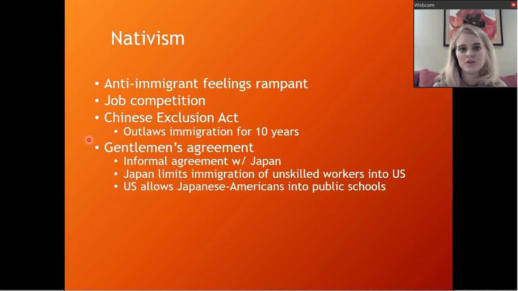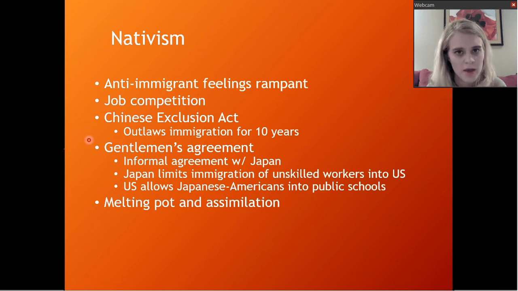would end their discrimination policy in public schools, where Japanese Americans were not allowed to attend the same schools as white Americans were. So this was segregation in the schools between Japanese and white students. And the United States says, we'll stop doing that if you limit the people leaving your country to come to our country. So U.S. begins to allow the schools to desegregate for Japanese Americans because of this. So it's just another example of how people who were different, in the sense that Asians, were not wanted in our country at this time.